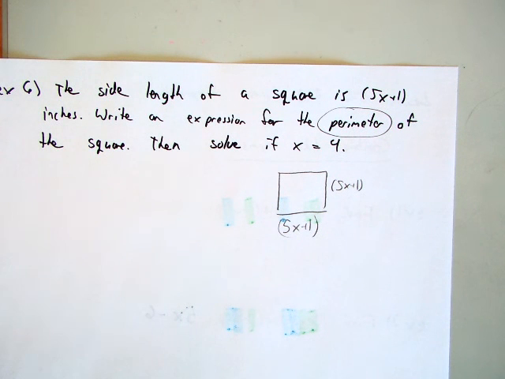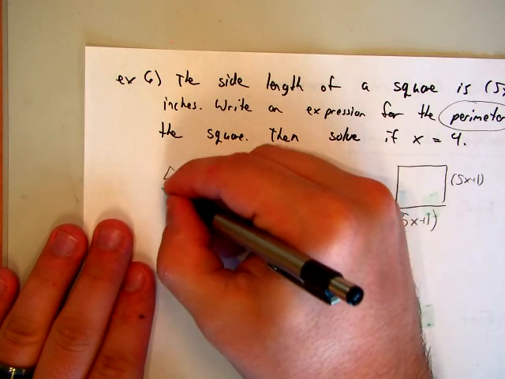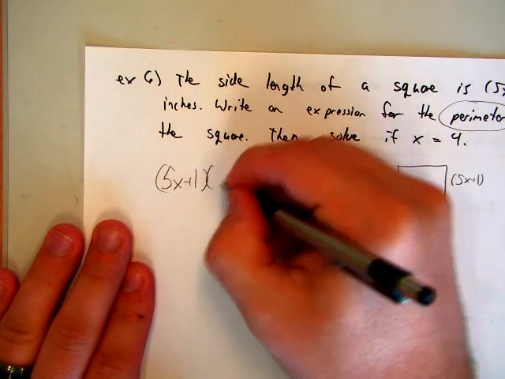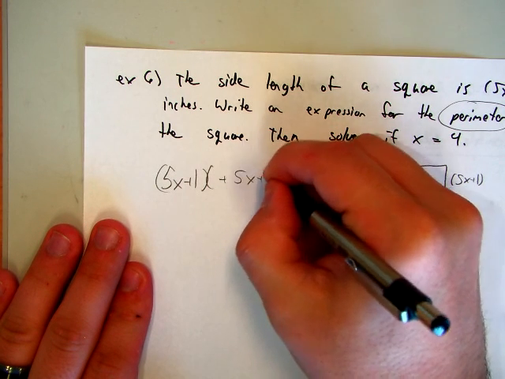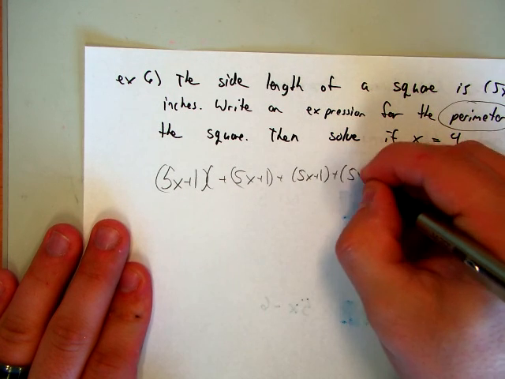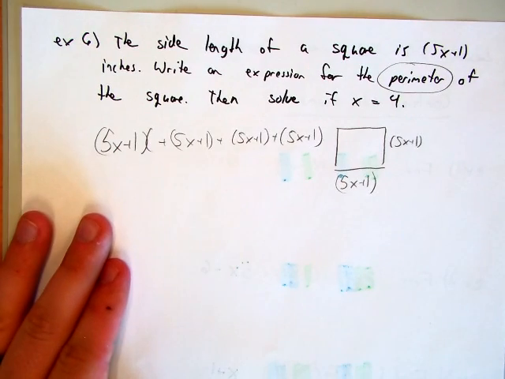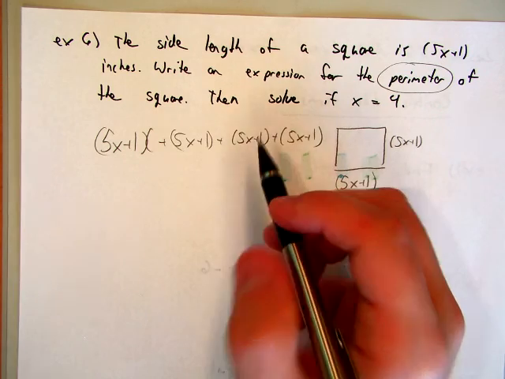It says to write an expression for the perimeter. So when we are doing the perimeter, we're actually adding everything together. All four sides. So we're going to have 5x plus 1 plus 5x plus 1 plus 5x plus 1 plus 5x plus 1.